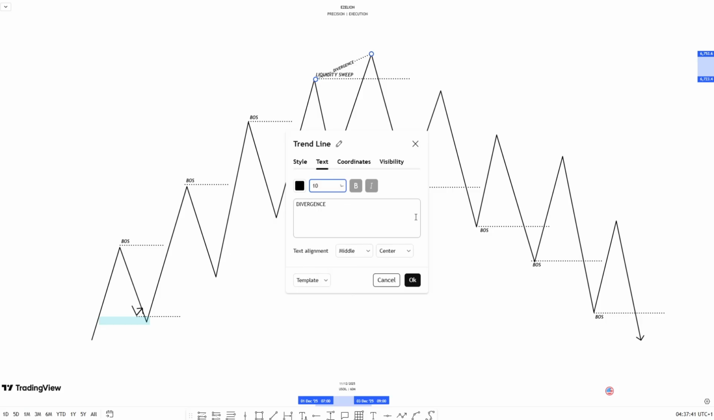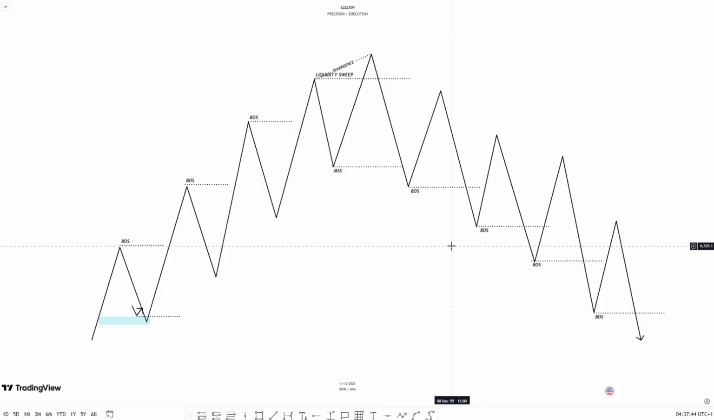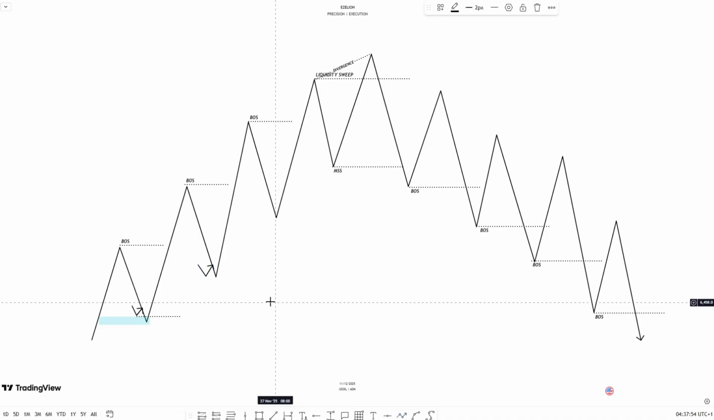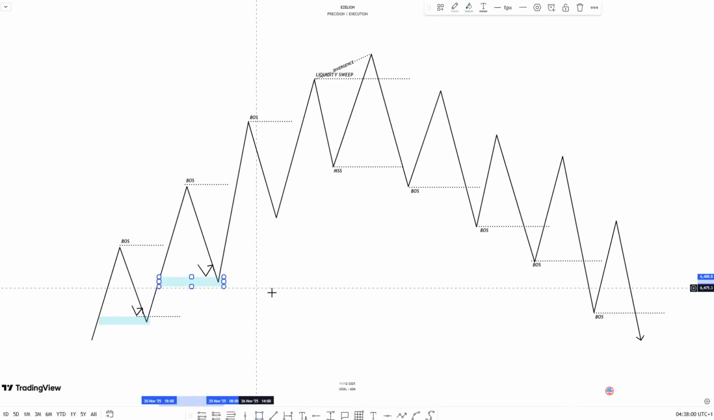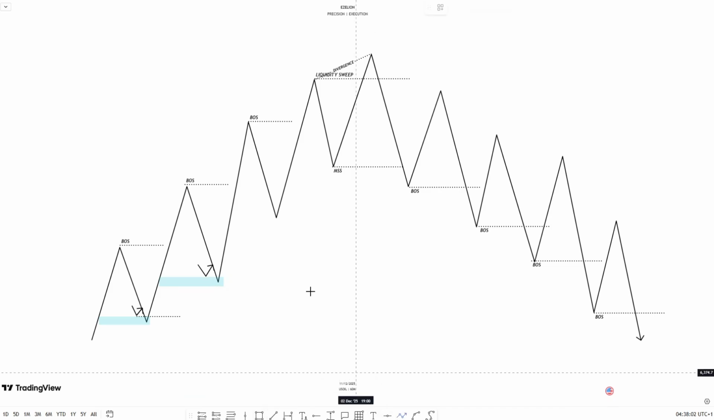Let's try to make this small. So what I want to see is divergence. Now for some of you that are not familiar, let me try to draw these things and complete it. So what do we have here? Liquidity sweep. Let's try to complete it. Liquidity sweep, key level, liquidity sweep, then a key level.